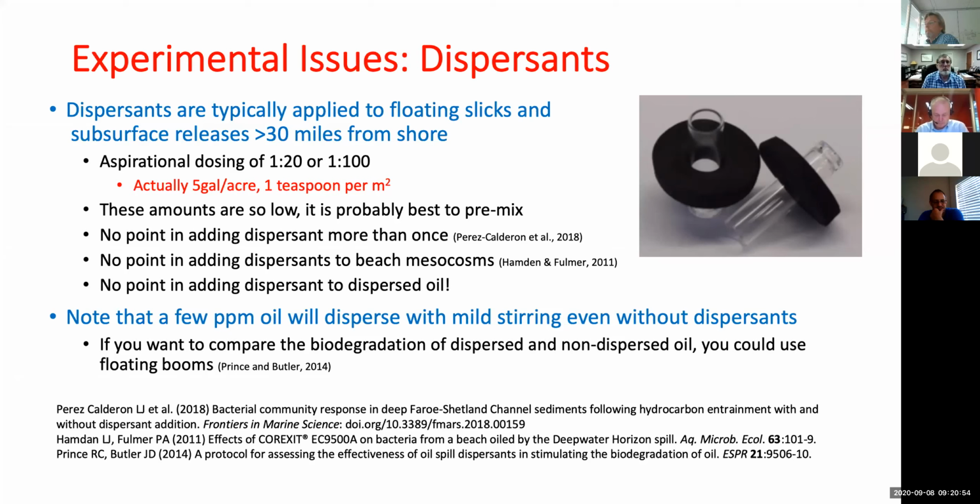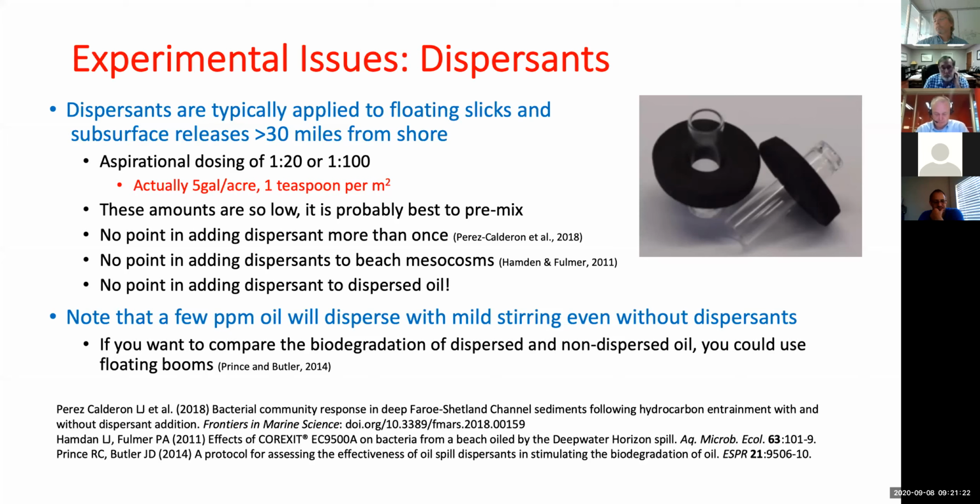So that means if you want to add dispersants in an experiment, it's best to add it to the oil in the lab before you do anything. Otherwise, these amounts are just so dilute, you can't really handle them in the lab. There's no point in adding dispersant more than once, no point in adding it to beaches, no point in adding it to the bottom of the sea, mesocosms mimicking that. But a key thing is that oil will disperse with mild stirring even without dispersants.